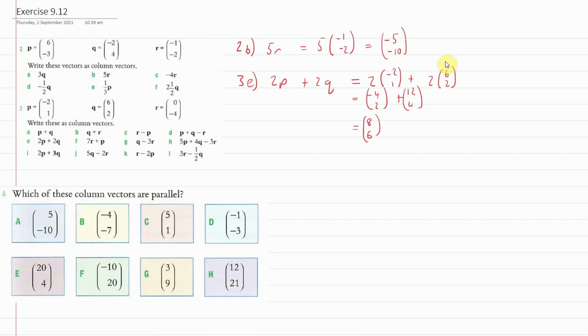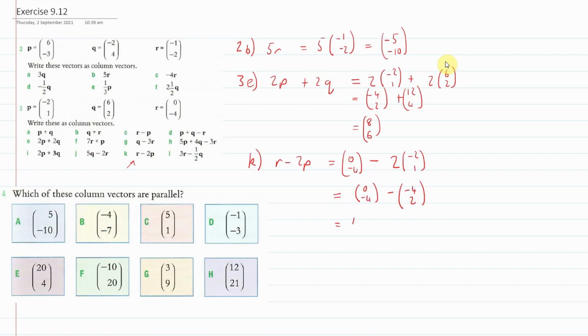Now I'm going to do one more from here, and I might do something like k. This one here, r minus 2p. Now I know that r is 0, minus 4. And then I'm subtracting 2p, so 2 times p. Now again, p is over here, so 2 times minus 2, 1. And so my next line is going to be 0, minus 4, minus, and then 2 times minus 2 is minus 4, and then 2 times 1.